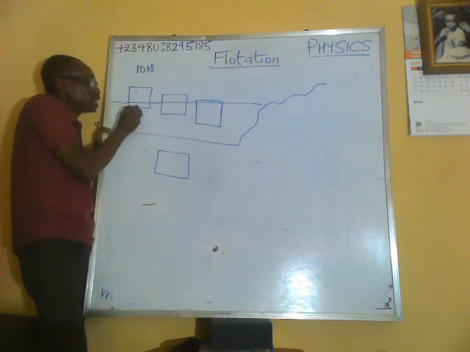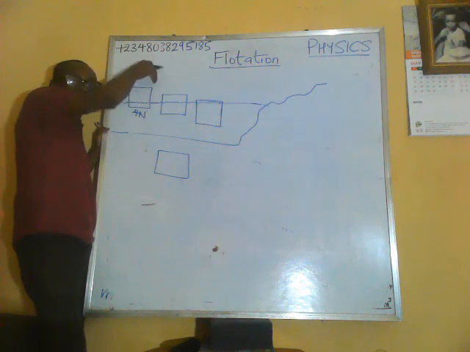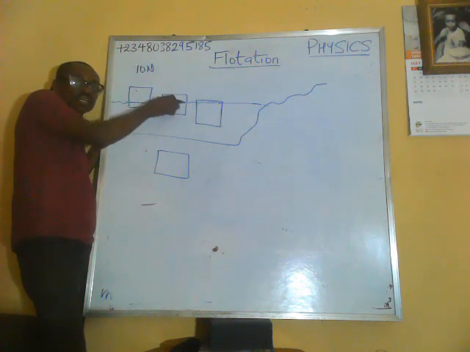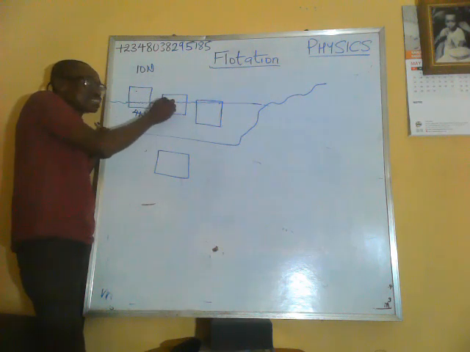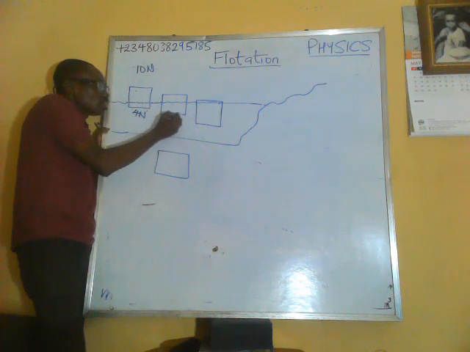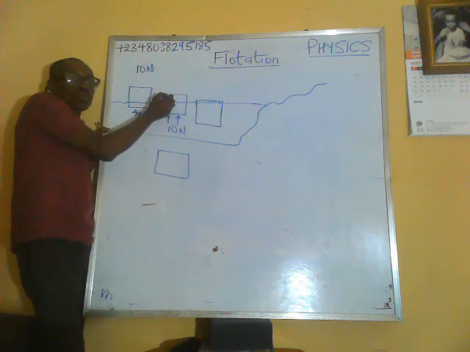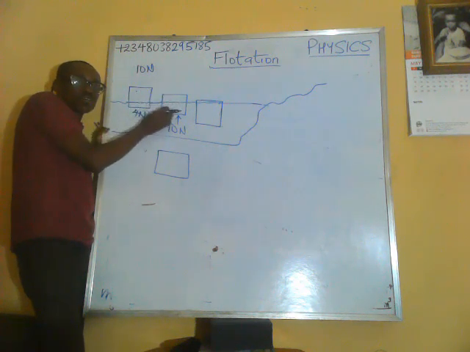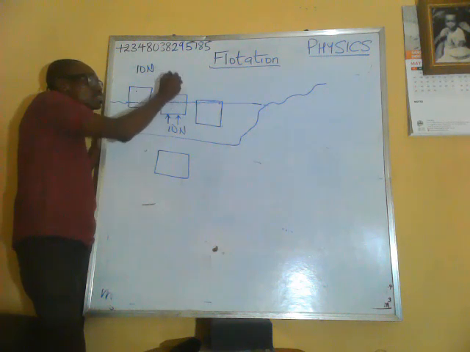Okay, let's assume that at this point the upthrust is 4 Newton. Then we immerse it further, the body sinks further, and maybe at this level the upthrust acting is now 10 Newton. So as this thing is submerged further, at this point the upthrust is now 10 Newton. Now the weight of this body acting down is 10 Newton.